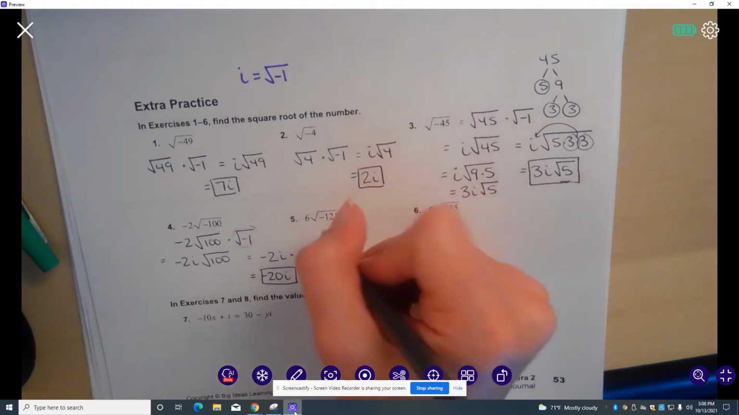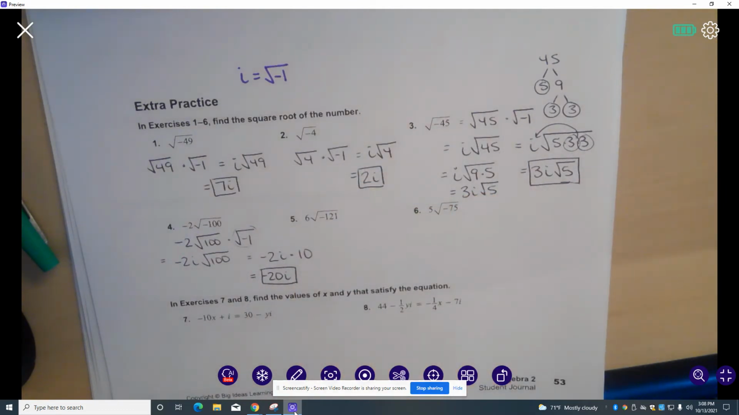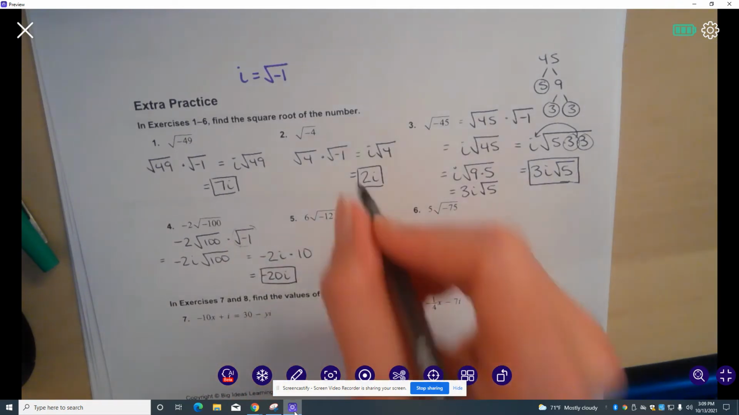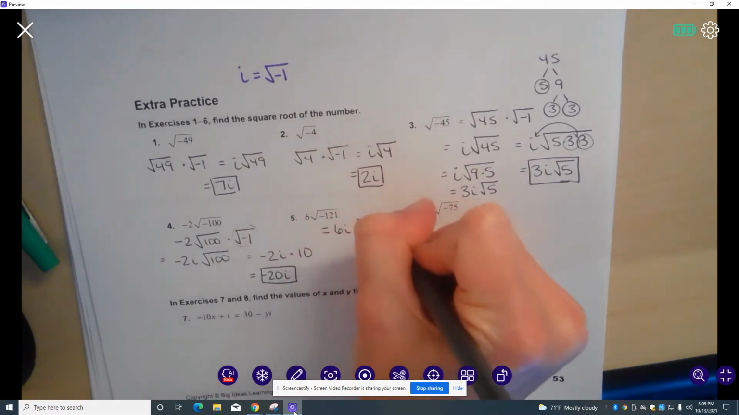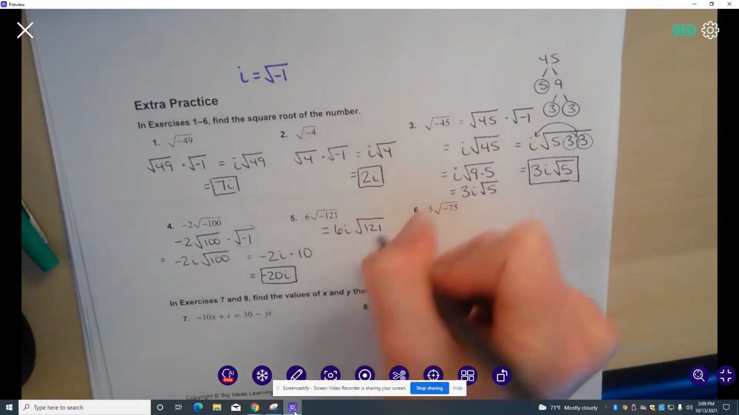In number 5, I have 6 times the square root of negative 121. Instead of rewriting it by multiplying by the square root of negative 1, I'm just going to go ahead and pull out that i to start. So I know this will be equal to 6i times the square root of positive 121.